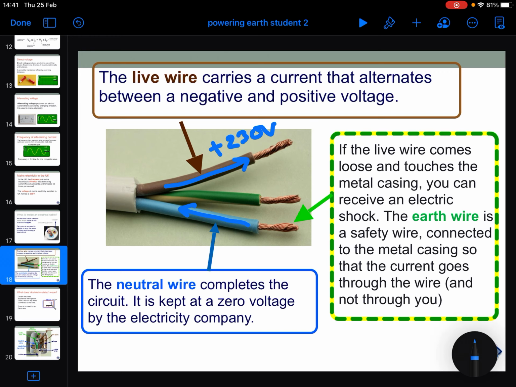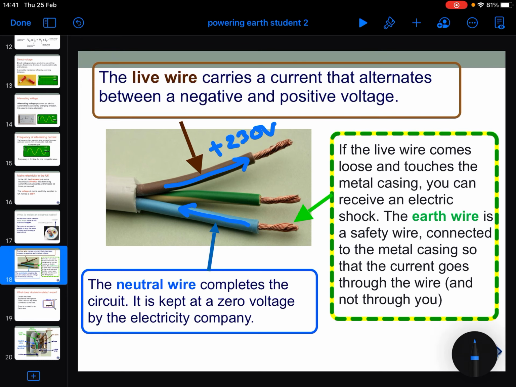The green and yellow, please notice that there is a green and yellow stripe there. I know it looks a little green. It's called the earth wire, and it's a safety wire. If the live wire comes loose and touches the metal casing, you can receive an electric shock. By connecting the earth wire to the metal casing, if that live wire has touched it, the current will go through the earth wire and not through the person who touches the casing. So it's there to protect you.